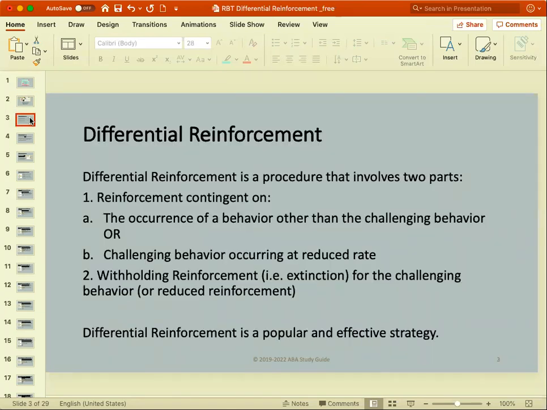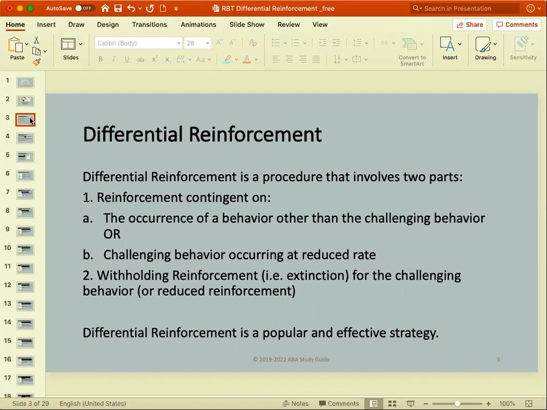All right, so the definition of differential reinforcement. Differential reinforcement is a procedure that involves two important parts. The first one is that reinforcement is contingent upon the occurrence of a behavior other than the challenging behavior, or the challenging behavior is occurring at a reduced rate, okay? So it's either some behavior that's happening that's not the behavior that we're trying to decrease, or we're actually looking at changing the rate of the behavior. And the second part is withholding reinforcement, AKA extinction, for the challenging behavior.